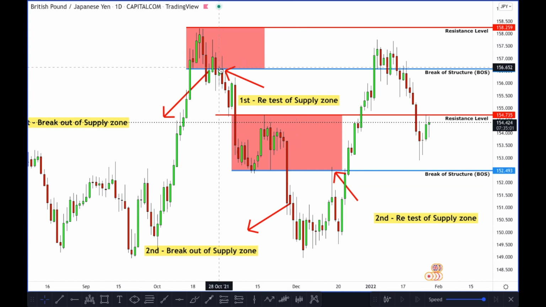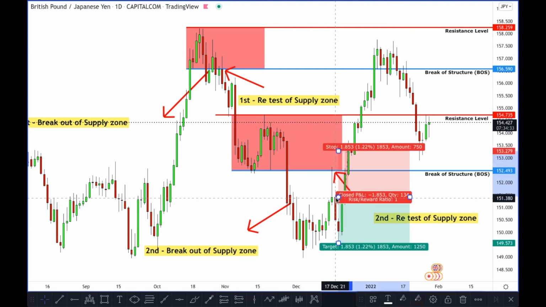If I didn't hold this trade going all the way down from here, we can see that if we were to wait for the retest, the market broke, came back and retested. If we waited for the retest, then you could have got into this trade here. You would have been in on this candle right here, which would have been the 17th of December.